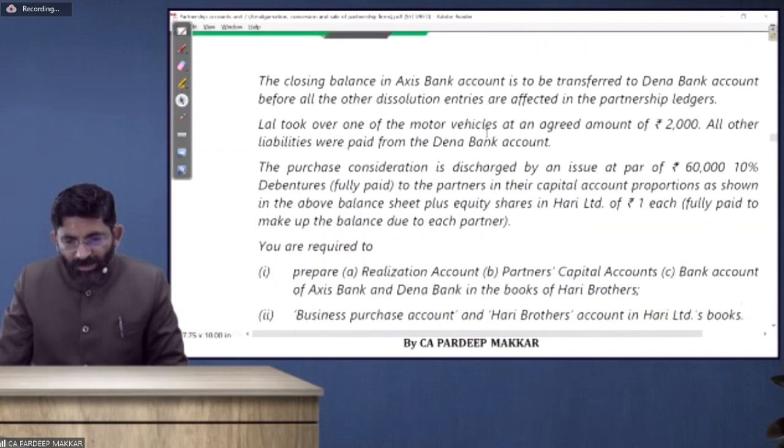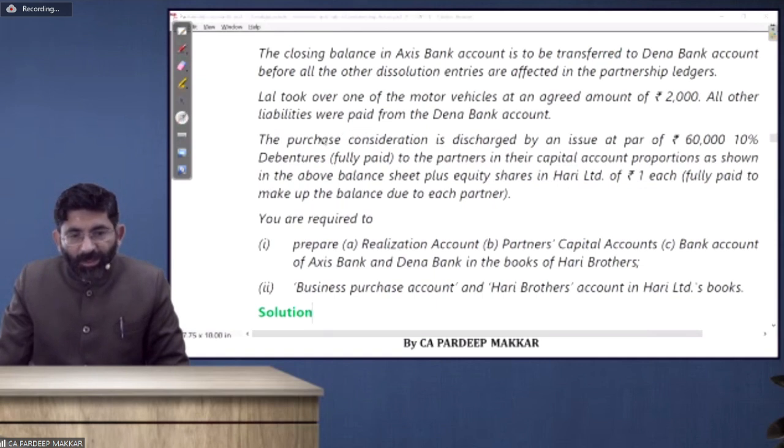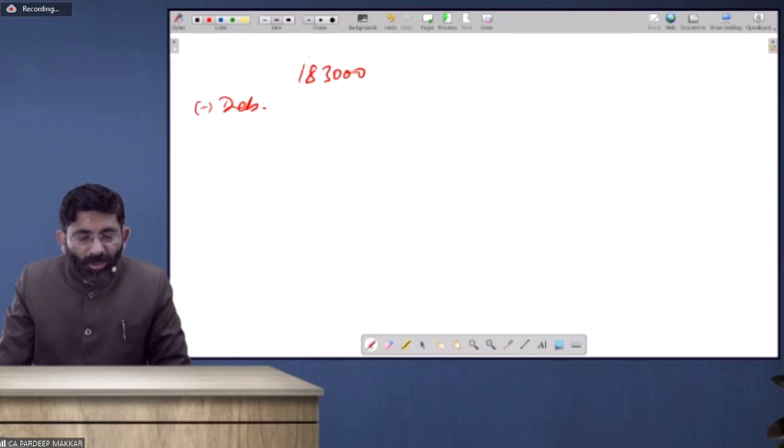He says purchase consideration is discharged by an issue of 60,000 10% debentures to the partners in their capital account proportion, as shown in the above balance sheet, plus equity shares in Hari Limited of rupees 1 each to make up the balance due to each partner. Balance due to each partner. So that will be in a very easy and simple manner.